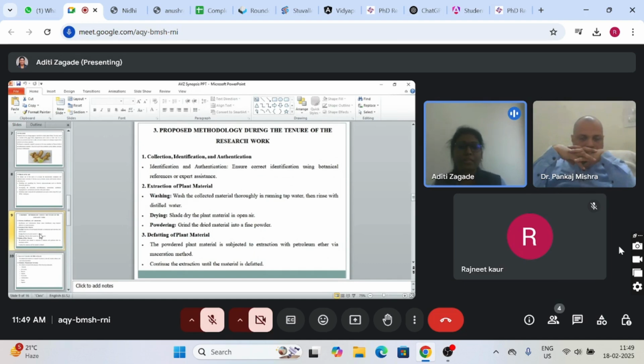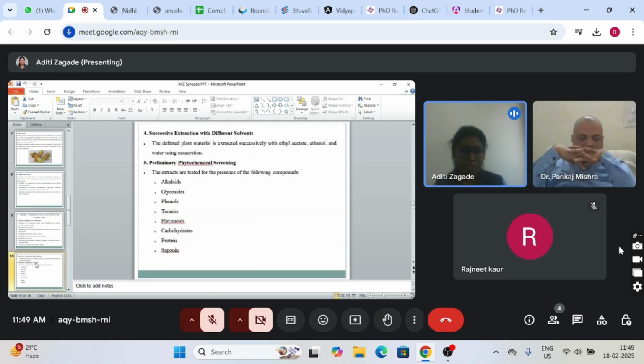Then defatting the plant material. The powdered plant material is subjected to extraction with petroleum ether via maceration method. Continue the extraction until the material is defatted. Different kinds of unnecessary fats will be removed. Four, successive extraction with different solvents. Defatted plant material is extracted successively with ethyl acetate, ethanol, and water using the maceration technique.